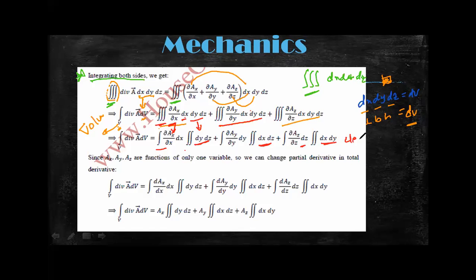Clear, sir. Okay, then since Ax, Ay, Az are functions of only one variable, Ax is a function of x, Ay is a function of y, Az is a function of z, we can change the partial derivative into a total derivative, because it's a function of only x, so we can go for ∂ into d. What is the difference between ∂ and d? When you know the exact variable, we can use the exact derivative. If you don't, you have to go for the partial. Partial means you don't know exactly, it could be x, y, z or whatever, but when you know it is only x, you can go for the exact.